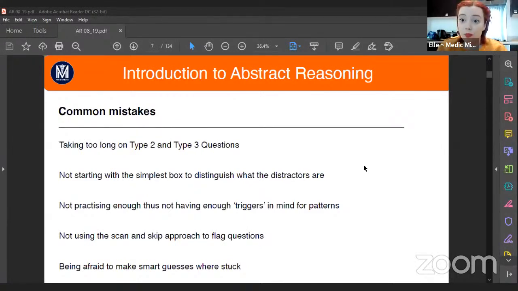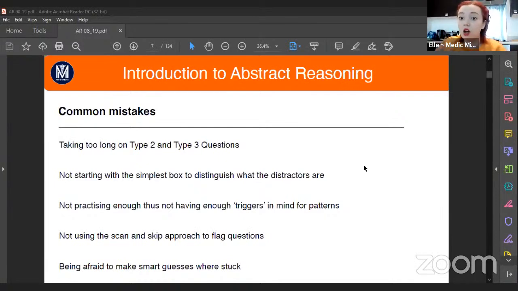You need to start with the simplest box. Again, it'll make more sense when we go through the questions. But if you look at your simplest box first, so that might be the top left box, for example, your rule has to be present in that box. So if you find your rule in the simplest box, then that's going to be quicker than looking at a really complicated box and trying to find the rule in there.